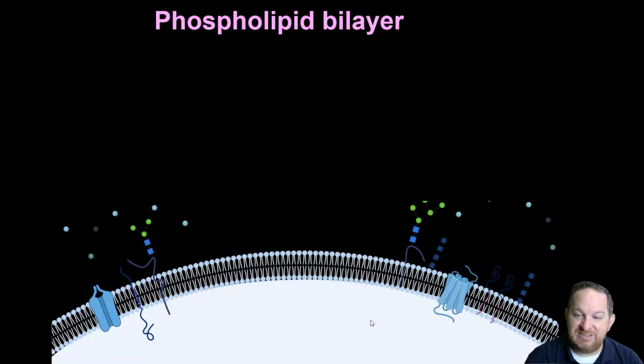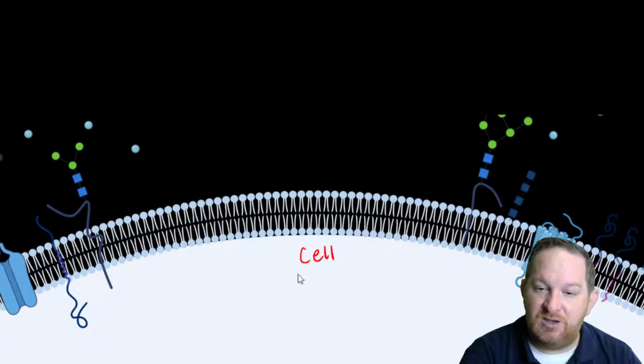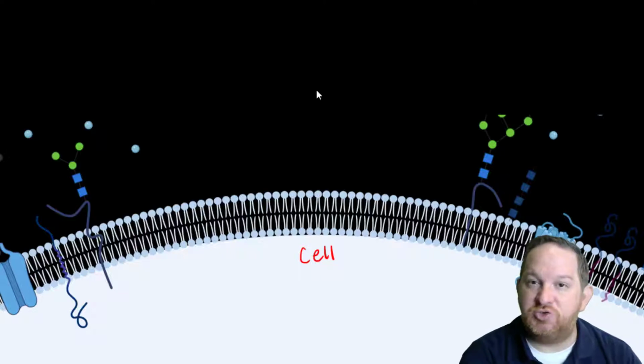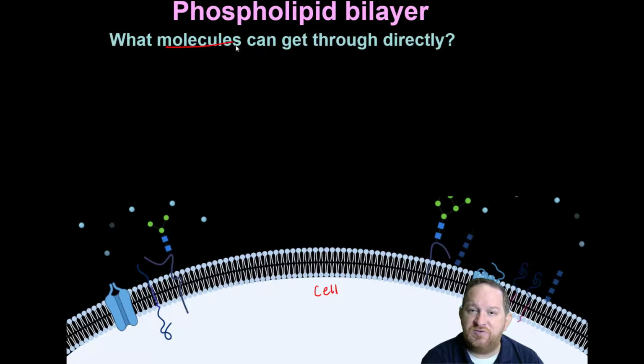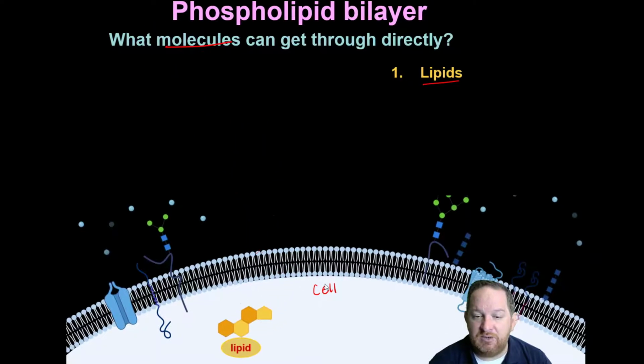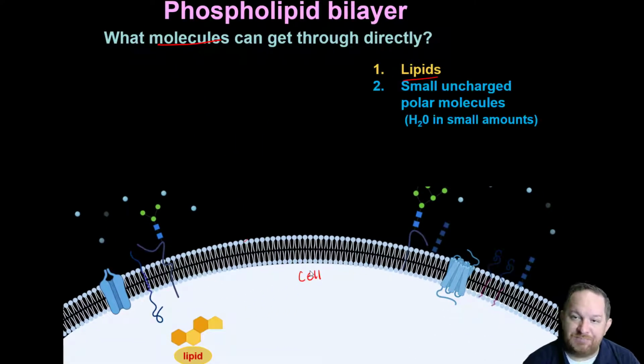So here we have a nice cell, right? Here's the inside of the cell. Here's the outside, the extracellular matrix. So let's think about it. What molecules can go through directly? Well, this layer, right, is made of phospholipids. So things like lipids can pretty easily just pass through. So if we got a lipid right there, it can just go right through.